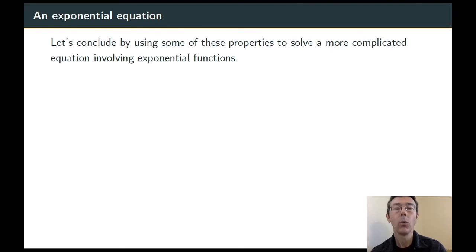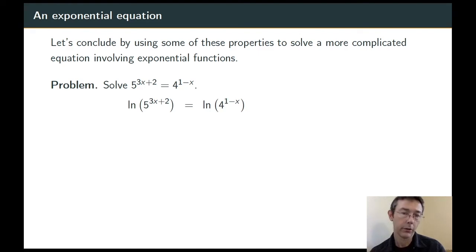Let's wrap up by doing one harder problem that's going to use a bunch of the properties of logarithms we've talked about in this video. Let's solve 5 to the (3x plus 2) equals 4 to the (1 minus x). So I've got two different exponential functions, one on each side, and they've got different bases. So I'm going to take natural logs of both sides.